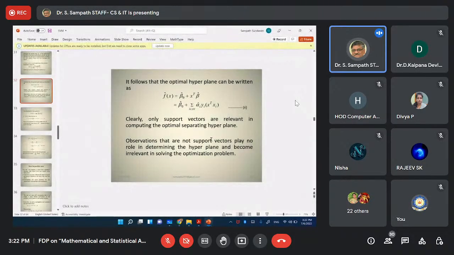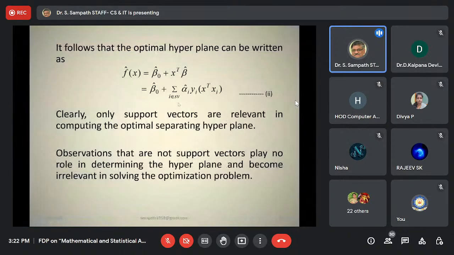Now you can ask me from where you have those functions. See, here I have f hat of x happens to be my beta naught hat plus sigma alpha i hat yi x transpose xi. So this is my function where I have only two classes. Some of them belong to the positive class and some of them will belong to the negative class. Am I right? Say yes or no.